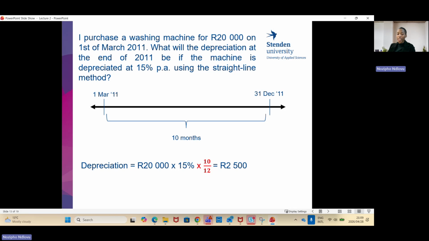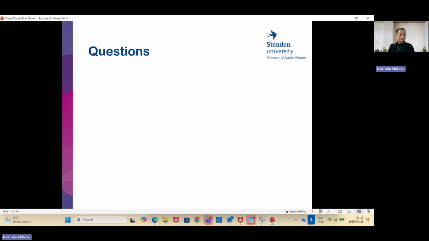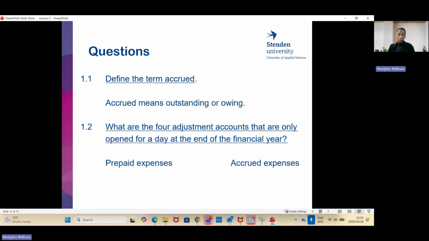Please always take into account that sometimes questions can try and trick you. Then you will have the 2.5 and then the 10 divided by 12. Where did we get it? Because we are only accounting for the 10 months. So it's important that you are able to take note of that.